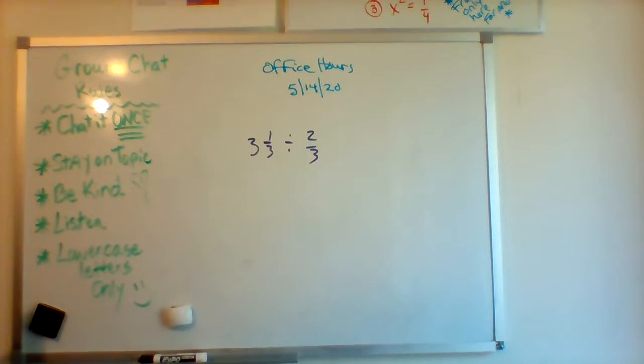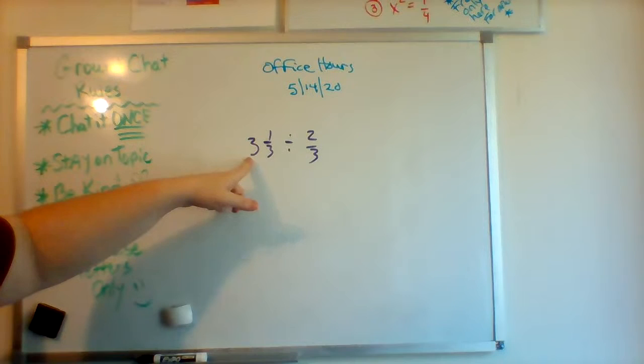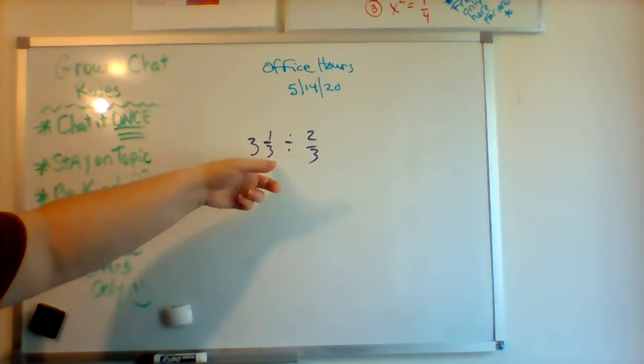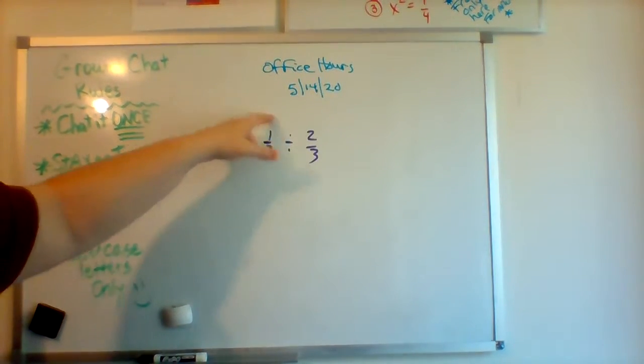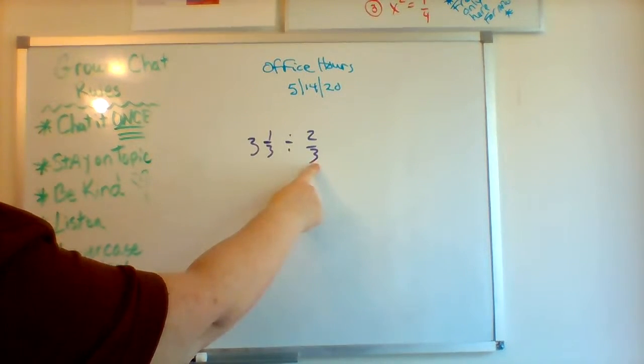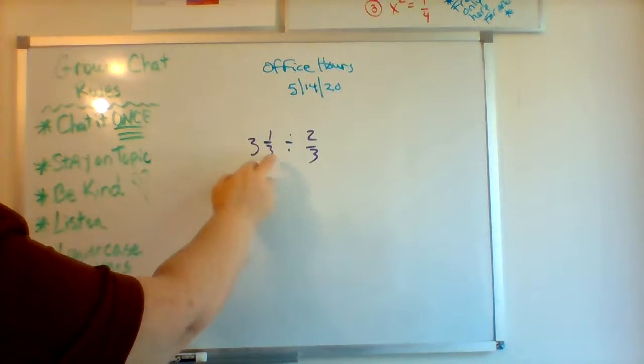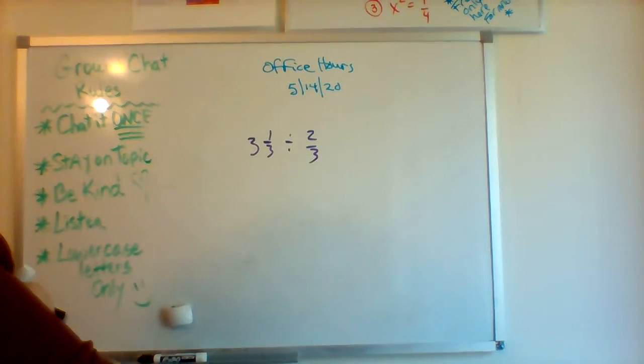Let me start by asking you a question. 3 1/3, right? This is the whole number 3, and this is a fraction, a third. Do you know how many thirds this is? You see how this is already in terms of thirds? I have 1 out of 3. If you take this into consideration, how many thirds do you have altogether here?